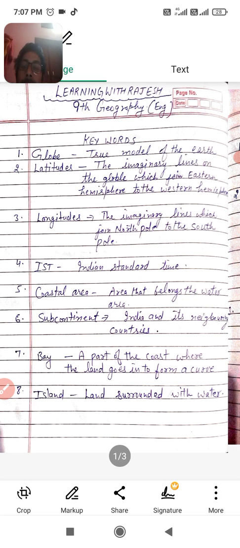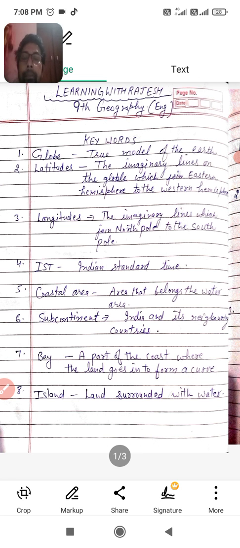And the next one, subcontinent. India and its neighboring countries are known as subcontinent because on the globe India and its neighboring countries look like a specific shape. And the next one, bay. Bay is the part of the coast where the land goes in to form a curve. This part of the coastal area is known as bay, and as you are going to read about the Bay of Bengal in the lesson.